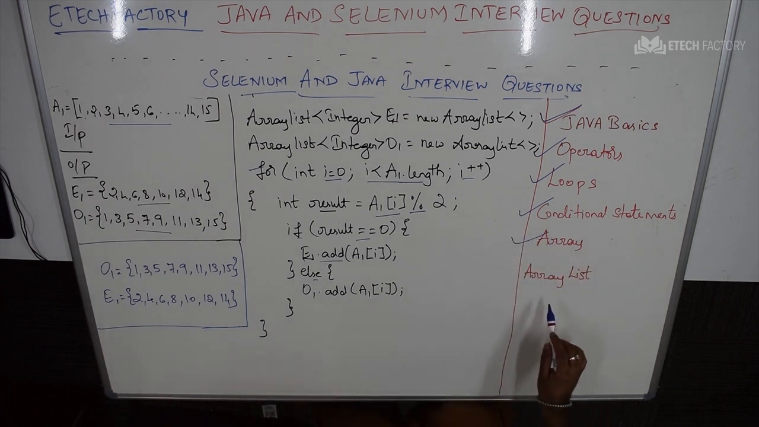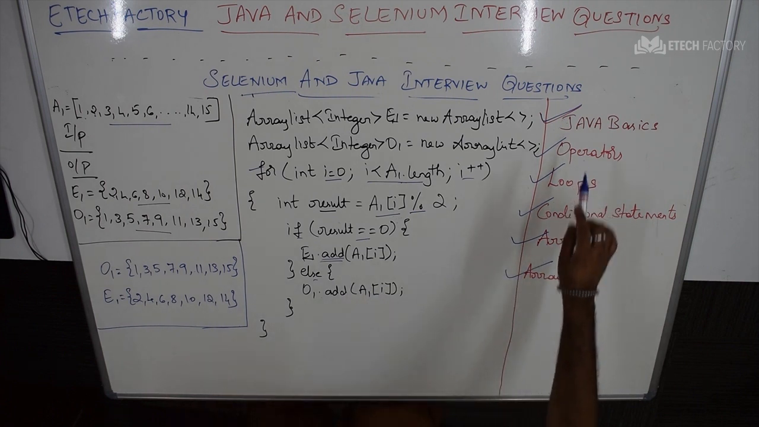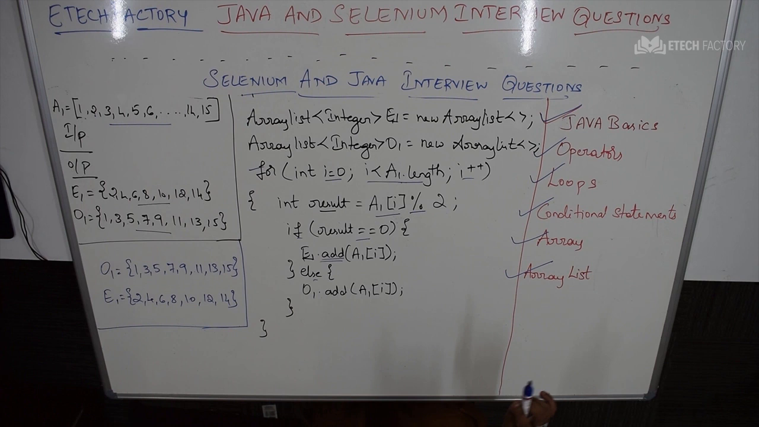And the next thing is going to be an array list, where we have seen this method called add, which is going to be adding a new element into an array list. So we have learned all these concepts in this particular problem statement. Now after all these things, we are going to get this output.